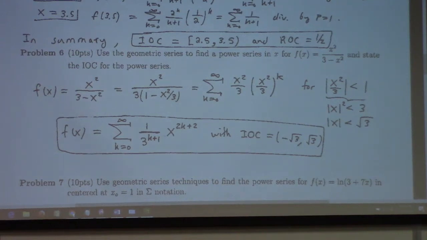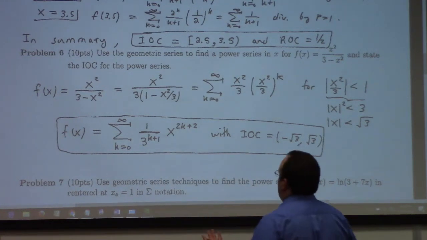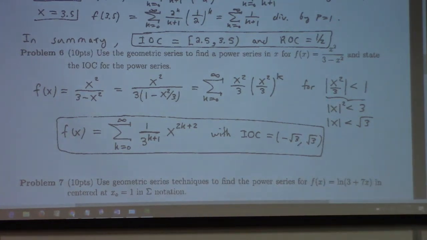Number 6. Use geometric series to find the power series for this function. Well, it's not quite plain, but that 3 is cramping our style, right? So you've got to do something about the 3 because the geometric series is a over 1 minus r, right? That's what we get the formula for. So I have to create a 1. There has to be a 1. And so factor 3 out, that gives you a 1. And then you've got your a as being x squared and your r as being x squared over 3.